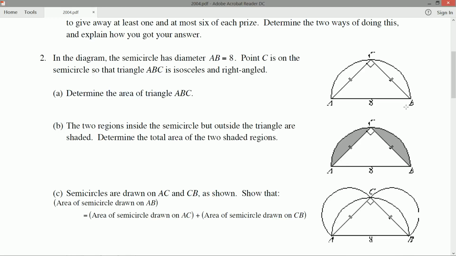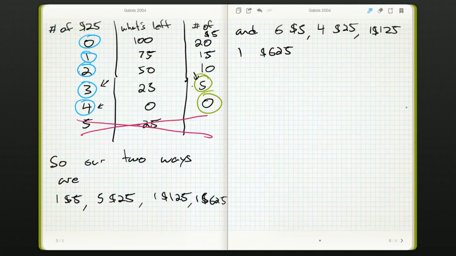So it's a good idea to read the whole question and plan things out, especially on things like the Galois, Hypatia, Fermat, or not Fermat, Fryer, because these questions, question 1 is designed to work all together, and question 2 is, it's all the same sort of concept.